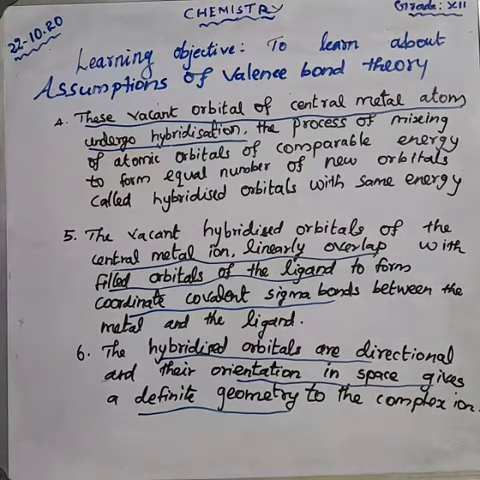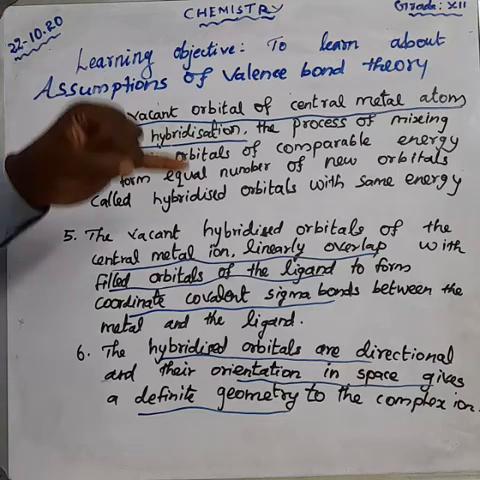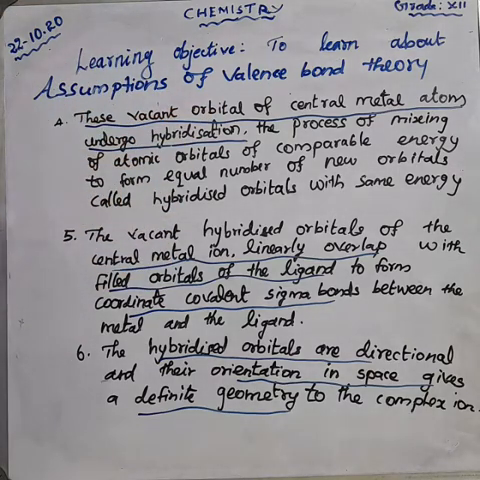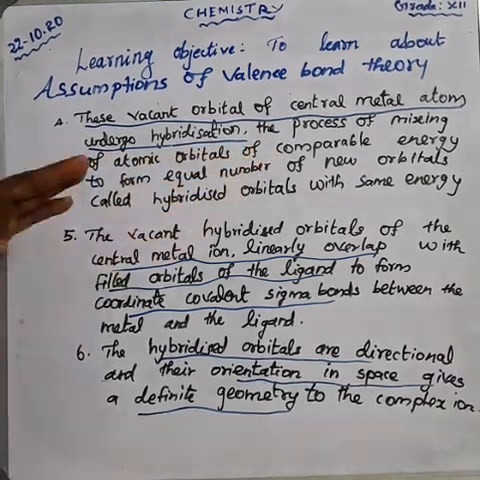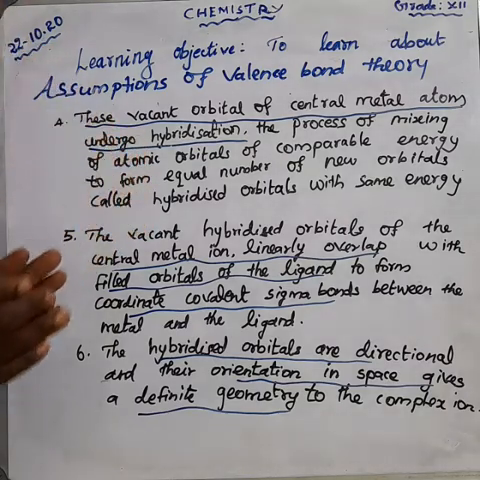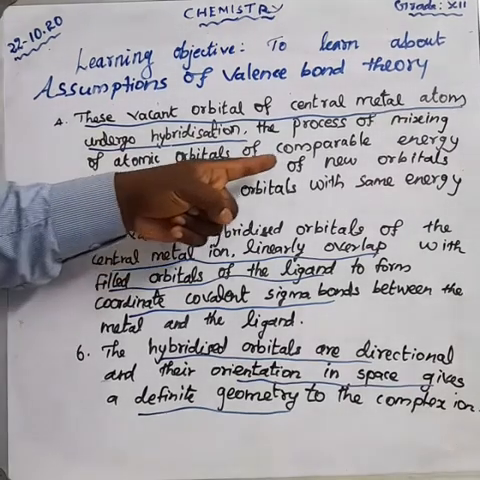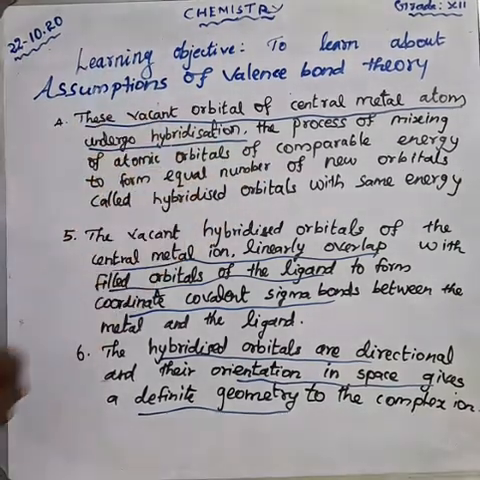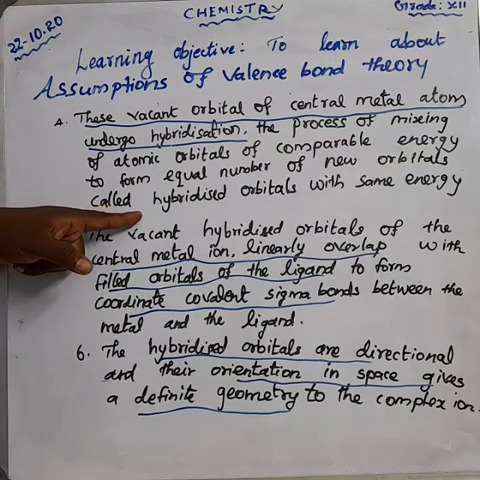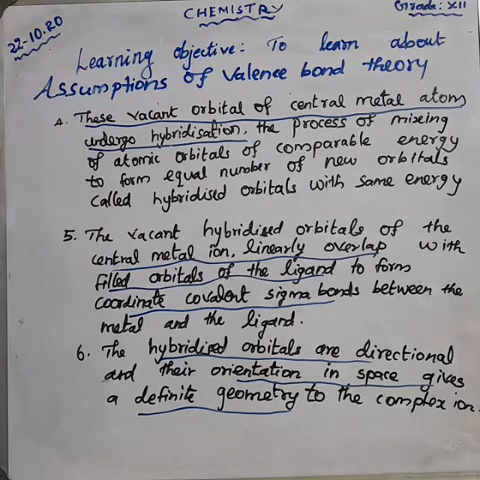What is the fourth point? The vacant orbitals of the central metal atom undergo a process called hybridization. It is nothing but just mixing of atomic orbitals of comparable energy, not equal energy. Atomic orbitals having comparable energy form an equal number of new orbitals, called hybridized orbitals, having the same energy.